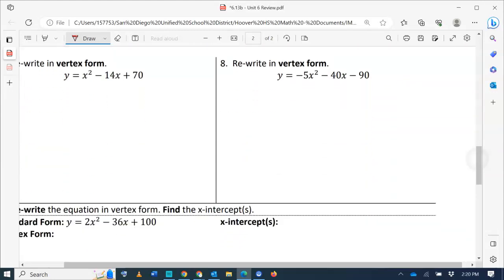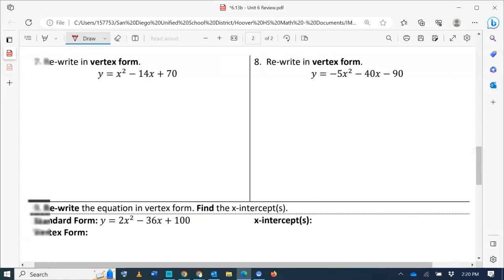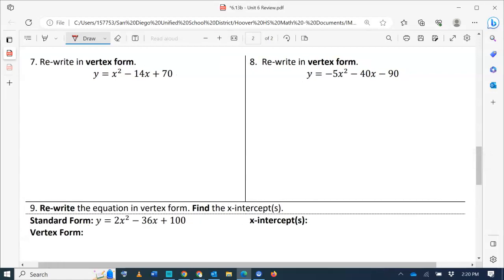All right, page 2. Okay, rewrite in vertex form. So similar to the earlier ones that I did, complete the square. We're going to leave everything on one side, so I'm going to give ourselves a little bit of space.